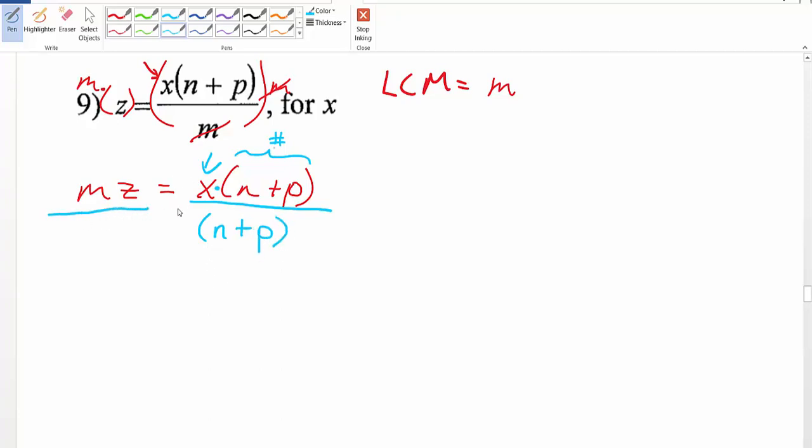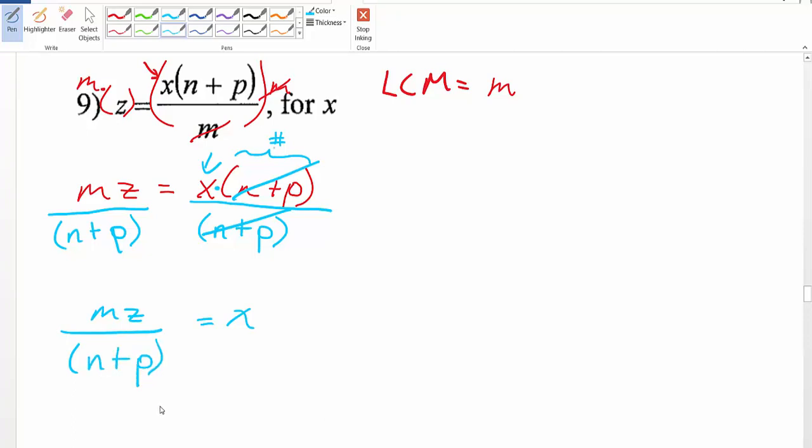Normally, when we're trying to solve for x or solve for a variable, the last step we normally do is divide that coefficient over. And that's pretty much what's going on here with this n plus p. So on the top and bottom, they end up canceling on the right side of the equation, leaving us then with m times z all over n plus p. So now we have solved for x.